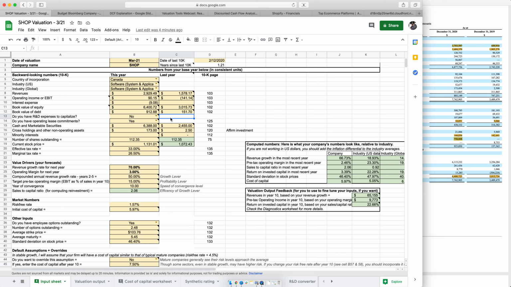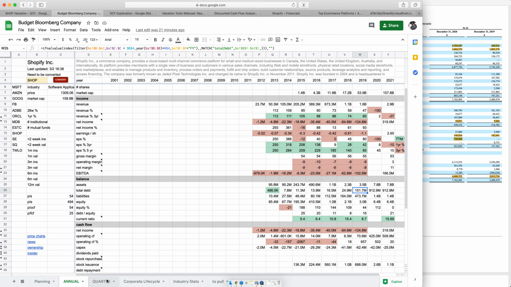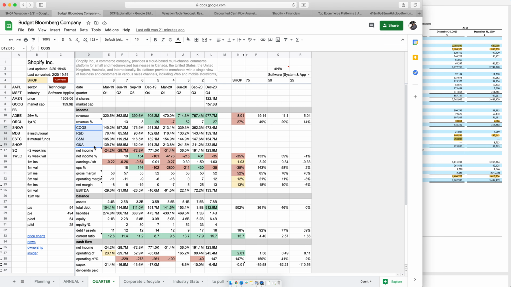Okay, do you have R&D expenses to capitalize? This is starting to get into a little bit more complicated nature. So I believe the general idea around capitalizing R&D expenses is this. If we look at our operating expenses, these three, R&D, everything that you incur for that year, you have to charge as an expense for that year.